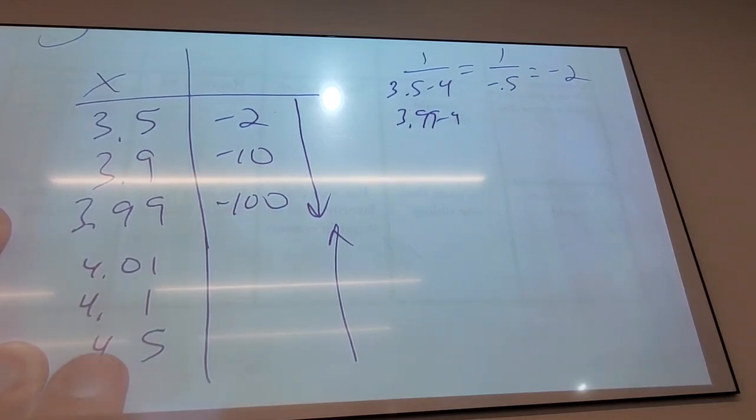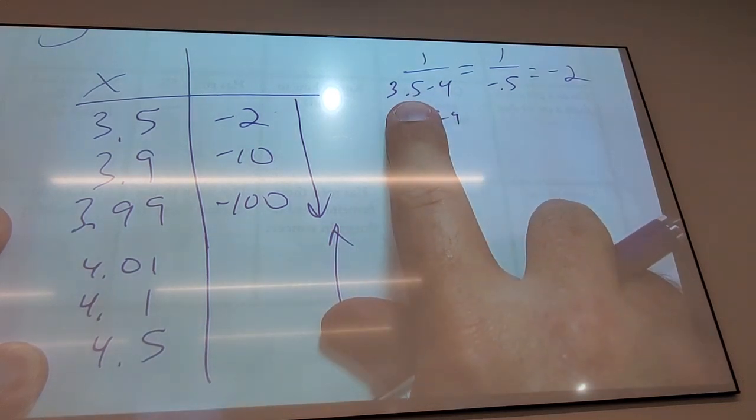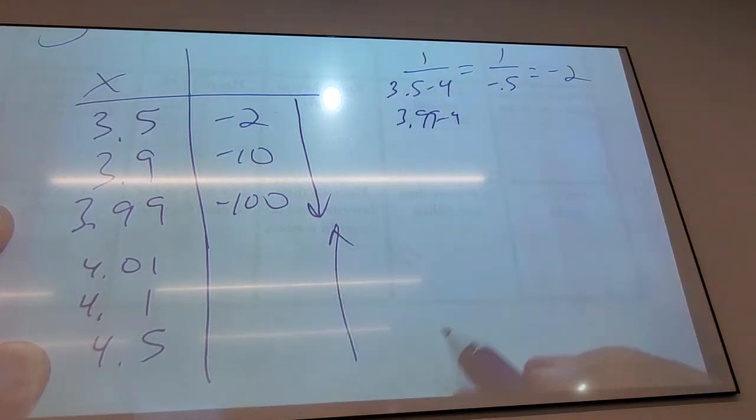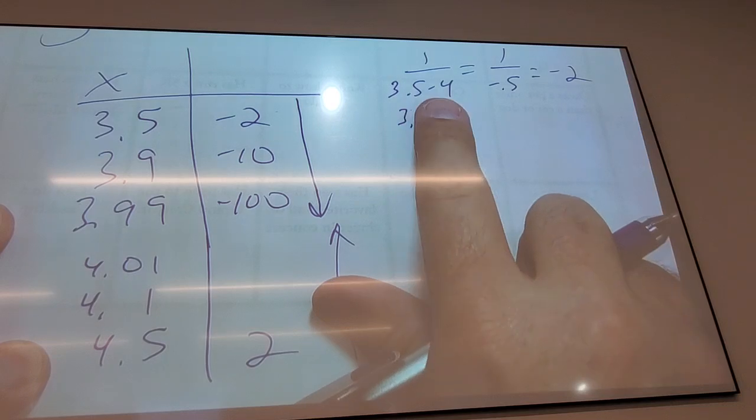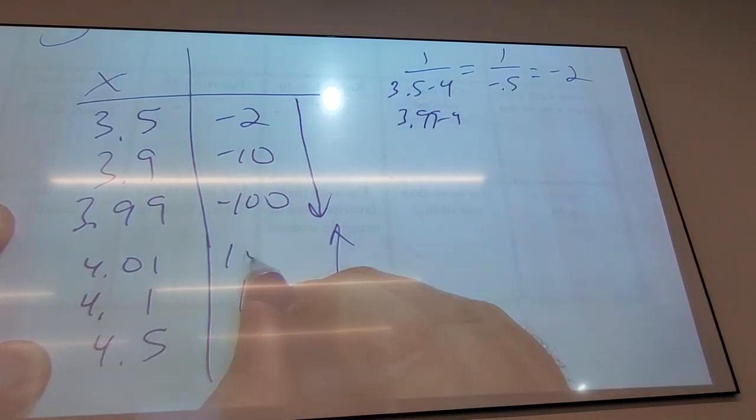So let's come from the other side. The only difference with this side is when I put in 4.5, I get positive 1/2, so I'll get positive 2. When I put in 4.1, I get positive 1/10, so I get positive 10, positive 100.